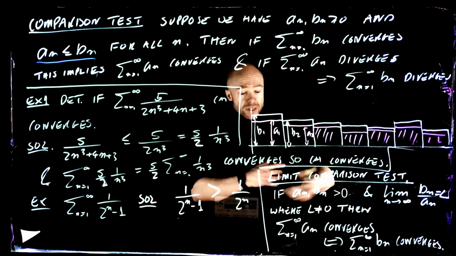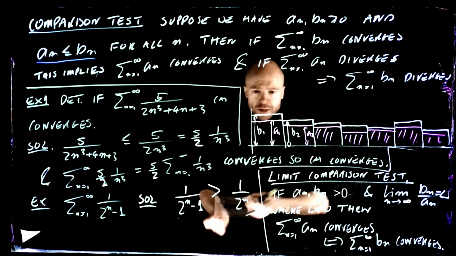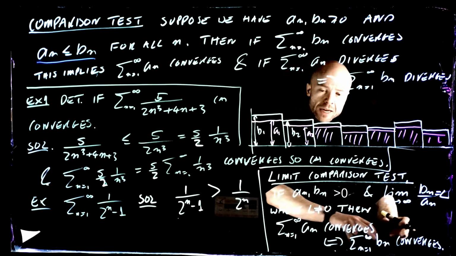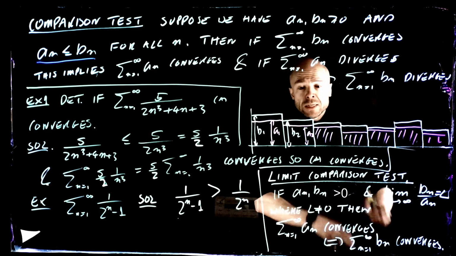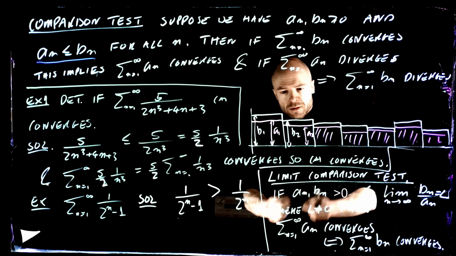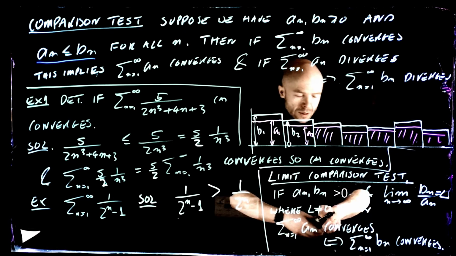Which means that if we know either one converges, it implies the other one converges. If we know either one diverges, it implies the other one diverges. In other words, whatever an does, bn has to do. And whatever bn does, an has to do. They are completely linked in terms of convergence or divergence. They're the same thing.